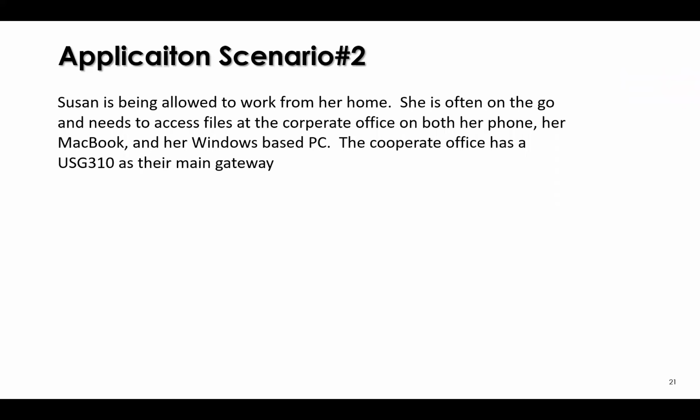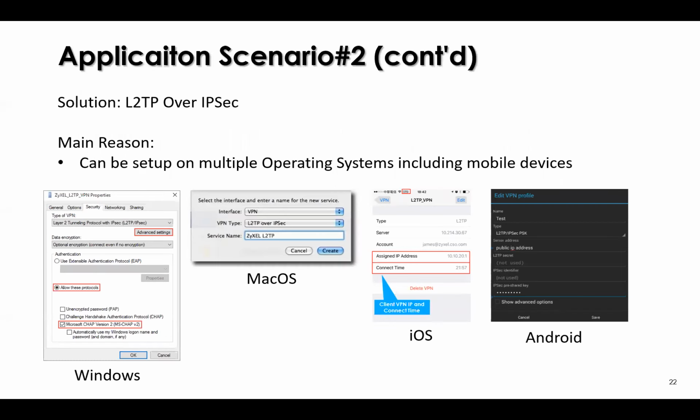Okay. Application scenario number 2: Susan is being allowed to work from home. She's often on the go and needs to access her files at the corporate office on her phone, her MacBook, and her Windows-based PC. The corporate office has a USG 310 as their main gateway. So in this particular scenario, we want to do L2TP over IPsec because it can be set up on multiple operating systems, including mobile devices. You can see the actual settings here: the Windows settings, the macOS settings, and then iOS and Android. There are some things that you need to set up on each one of these devices to get it working, but it is available and it does work on all the platforms seen here.